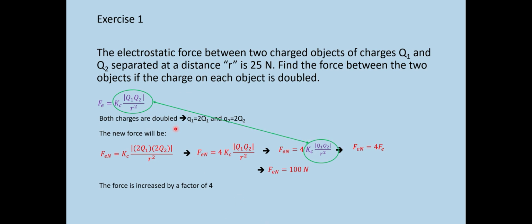So again, what we do is the following. We write the original formula of the electrostatic force according to Coulomb's law. Then we replace with the variations. The first charge is doubled, the second charge is doubled. We write 2Q1, 2Q2, and we continue the calculations.